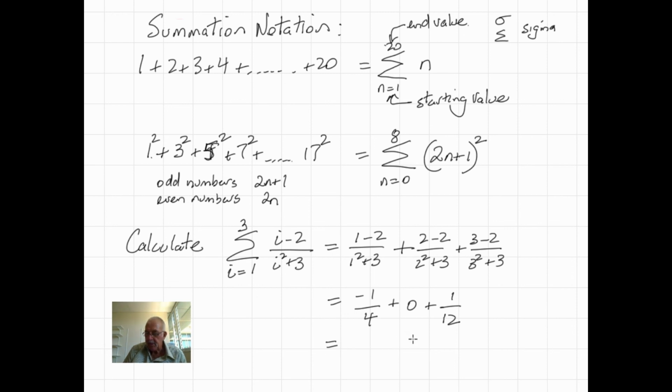We need to know our fractions here, so we make them both the same denominator. We've got to make this into 12ths, so multiply top and bottom by 3, so minus 3 on 12 plus 1 on 12, which is equal to negative 3 plus 1 is negative 2, and 2 will cancel top and bottom, so negative 1 on 6.